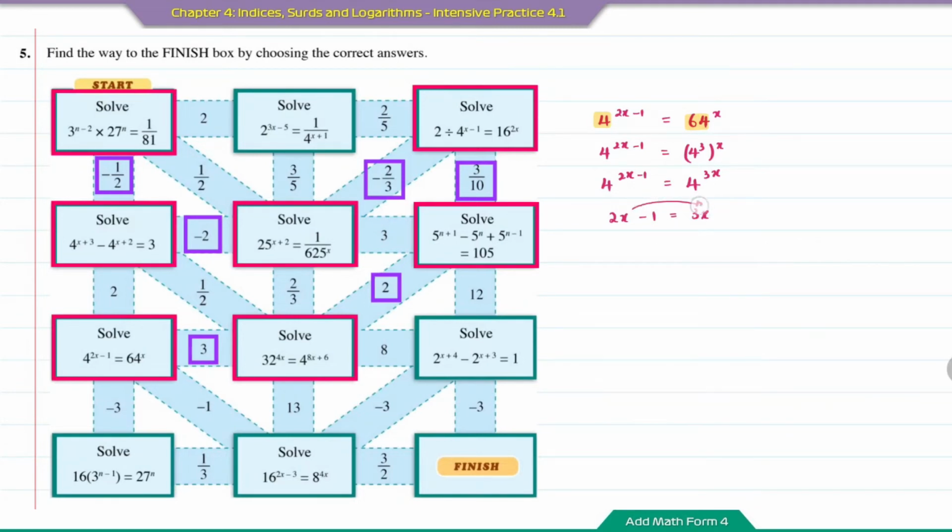So I just got to move this 2x to the right hand side. So negative 1 equal to 3x minus 2x, which is equal to x. Therefore, x is equal to negative 1.